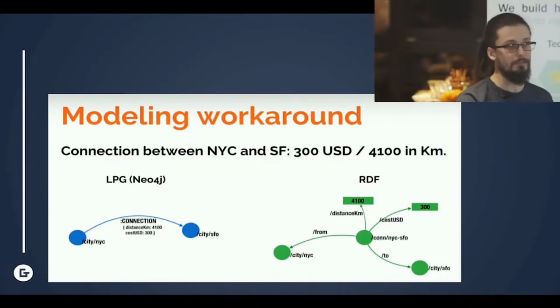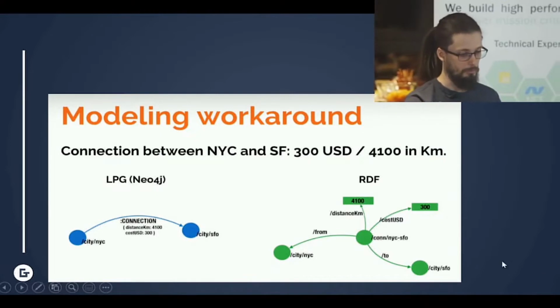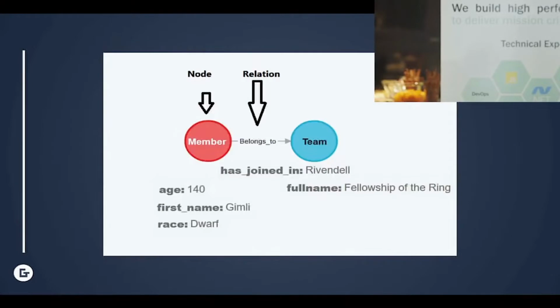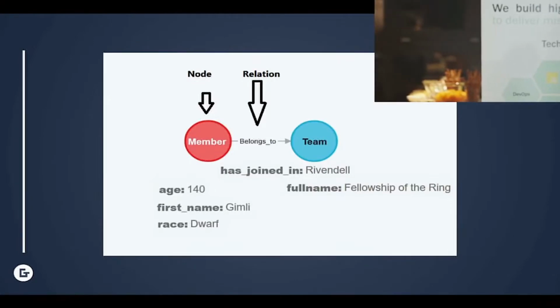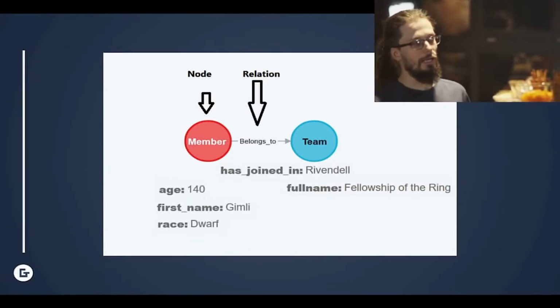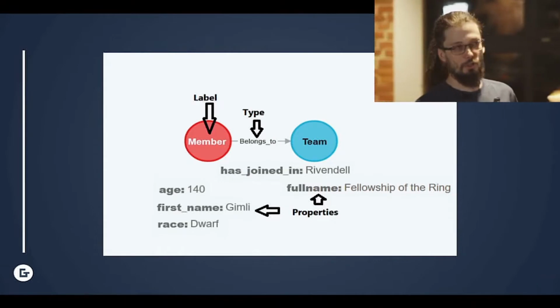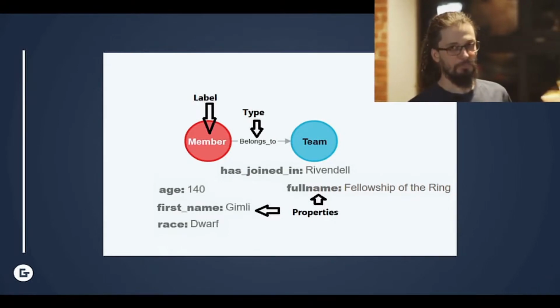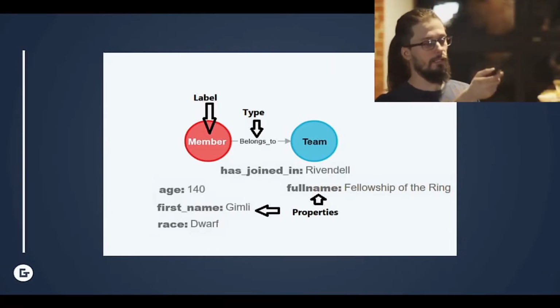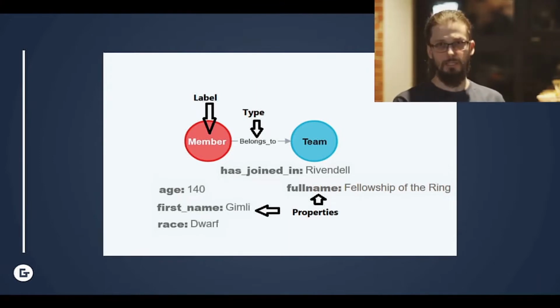For the further slides, I would like to focus on the labeled property graph, maybe because it looks more logical to me. Okay, so we've got a node, we've got a relation. I've used Fellowship of the Ring because, as I said, I love fantasy. Each node has a label, right? Like member or team, and each relation has a type. Both types and nodes have properties.